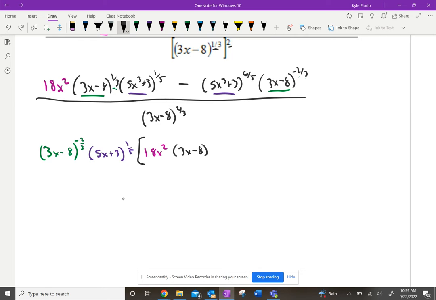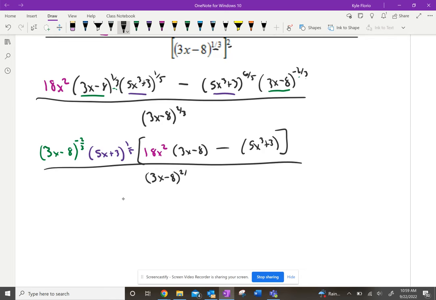Now, on the other side of the minus sign, 5x cubed plus 3 to the 6/5, we took 1/5 out, so there's going to be 5/5 or 1 remaining. So I can just leave that as a 1. Just think you took 1/5 out of that factor, so there's 5/5 left. And the 3x minus 8 to the negative 2/3 is all out, so we can close the parentheses and put this over 3x minus 8 to the 2/3.